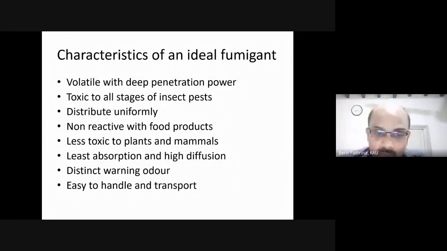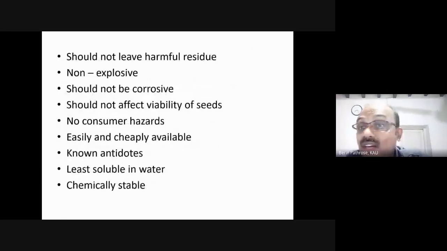Then easy to handle and transport. That is one of the reasons why aluminum phosphide is commonly used. It is pretty easy to handle and transport. Then it should not leave any harmful residue at all. It should not get absorbed into the commodity. If it gets absorbed, it will be harmful. It will leave residue.